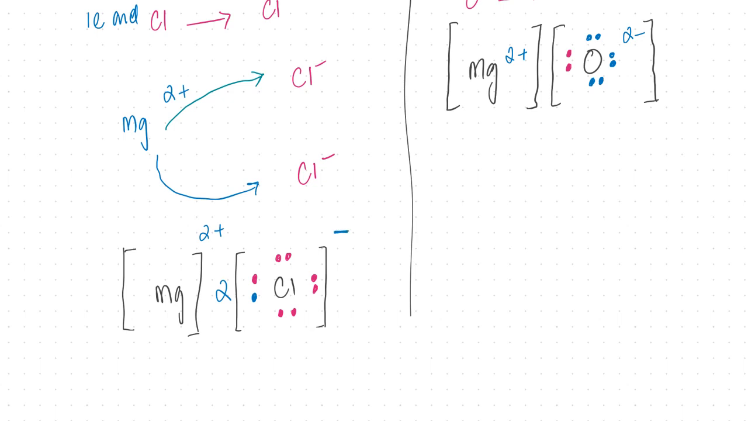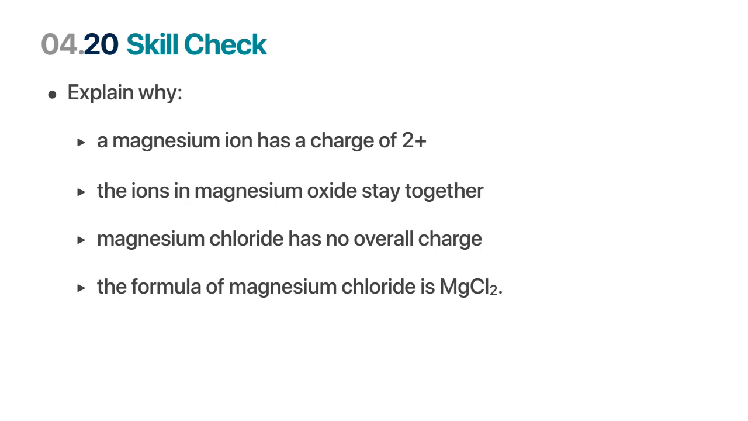Okay. Some more questions. Explain why a magnesium ion has a 2 plus charge. Why does it have a 2 plus charge? It's in group 2, 2 outer valence electrons. It would really like to lose those 2 electrons rather than gain 6 electrons to have an outer shell of 8 electrons, right? So the easiest thing for magnesium to do is lose 2 electrons.